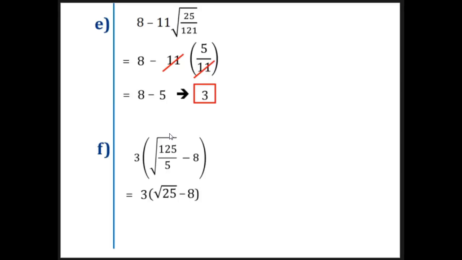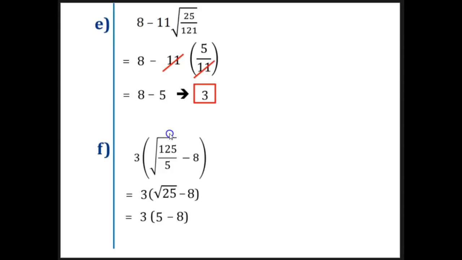But I still have to take care of what's inside that parentheses. Is 25 a perfect square? What is the square root of 25? 5. So I can rewrite my equation as 3, and then in my parentheses, 5 minus 8. Right? So now I still need to solve what's inside the parentheses. What is 5 minus 8? It's negative 3, right?